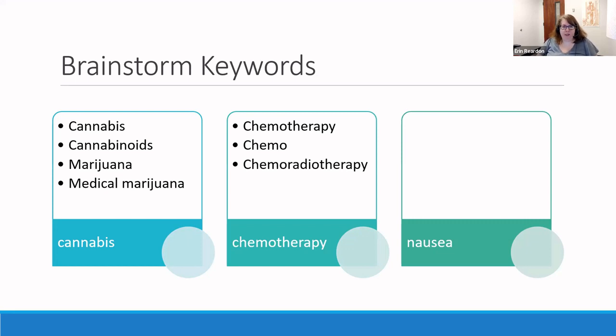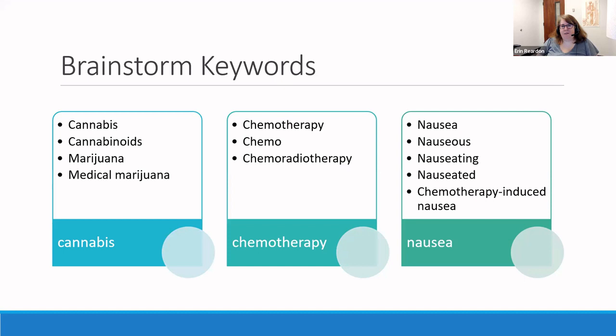And then we go to nausea. We can think about nausea or some variations of that word, like nauseous, nauseating, or nauseated, or specifically chemotherapy-induced nausea. I'm coming up with these keywords by brainstorming different ways that authors could describe these concepts. I'm also doing some exploratory searching, some topic searching, to see what comes up in PubMed when I search for these words and how other authors are describing these concepts as well.